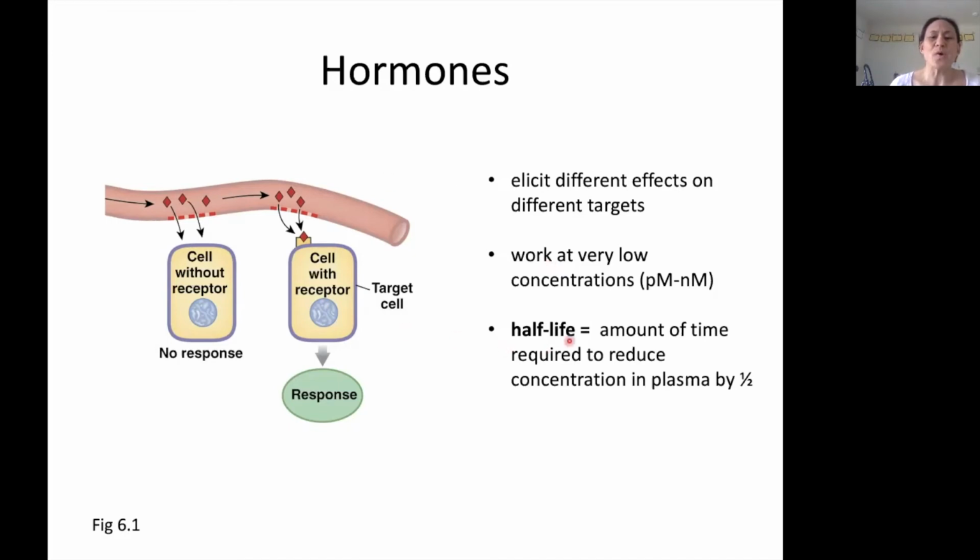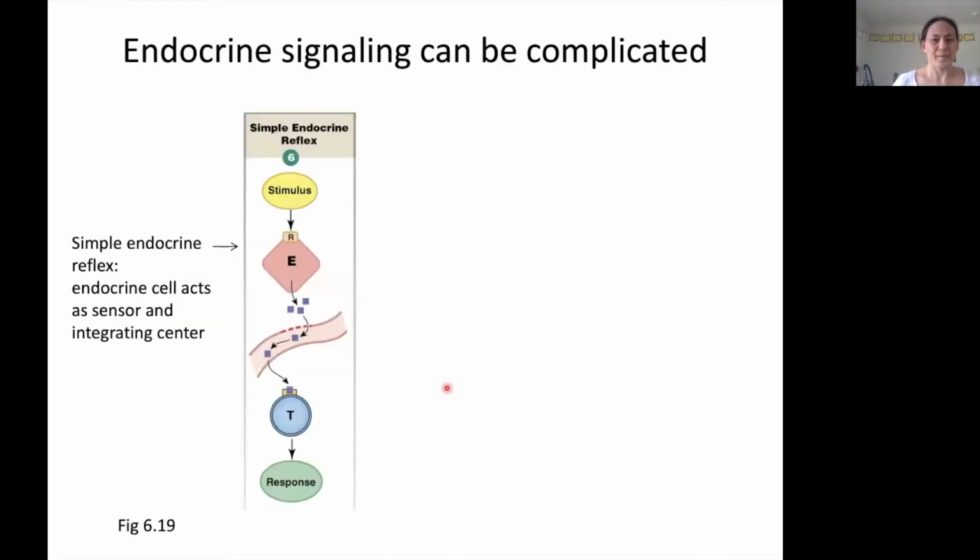And then finally, I just want to introduce to you this term half-life, which we're going to be referring to a lot in this part of the class. Half-life is the amount of time that's required to reduce the concentration of a hormone in the plasma by 1/2. So we start with a certain concentration, it eventually goes down to 1/2. That amount of time that it takes to go down to 1/2 is what we refer to as the half-life of a hormone.